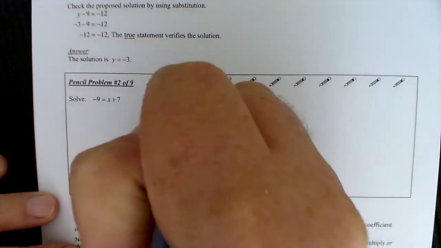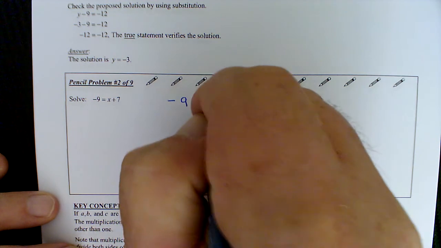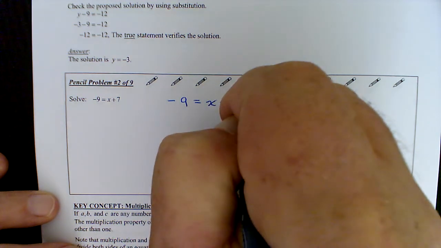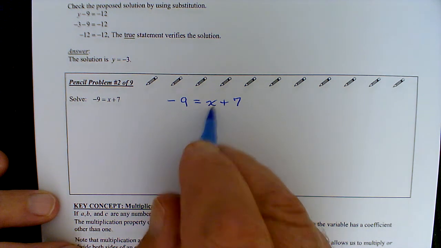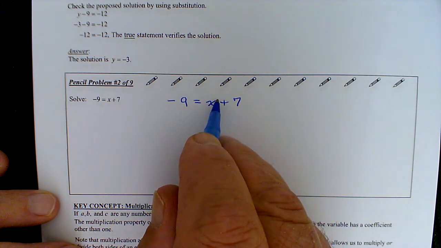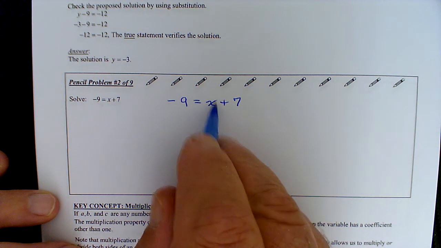Now again, I'm going to recopy. Minus 9 equals x plus 7. And one thing is, I know that most students are comfortable when the variable is on the left side of the equation, but if it's on the right side, just leave it there and become versatile with your algebraic solutions. So there's no need to worry about the fact that the x is on the right. Just the idea is to isolate it.